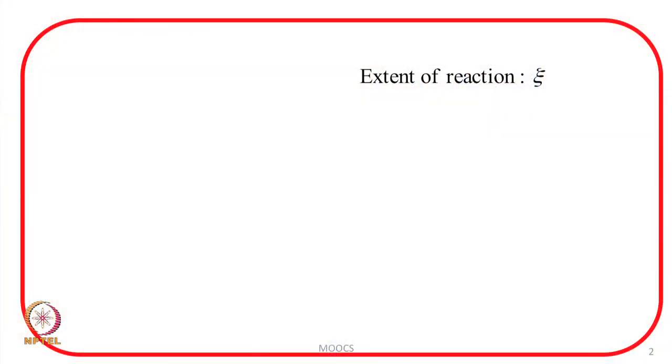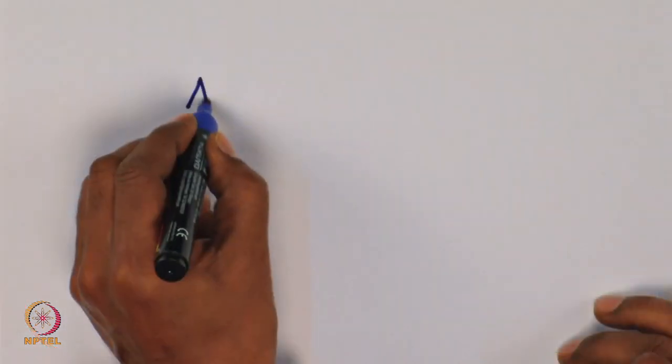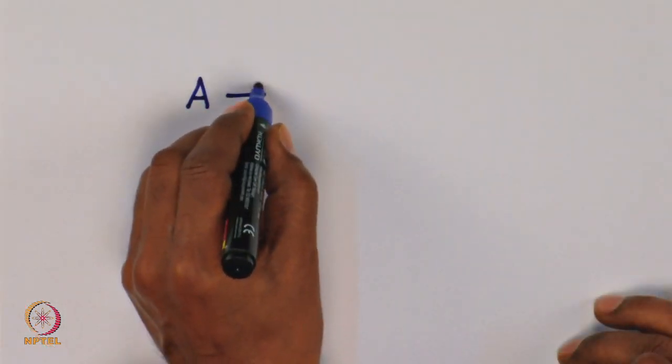So, let us start discussing chemical equilibrium. In chemical equilibrium, we will talk about the processes. Let us start with a process A going towards B.